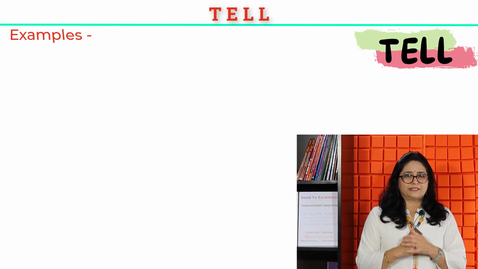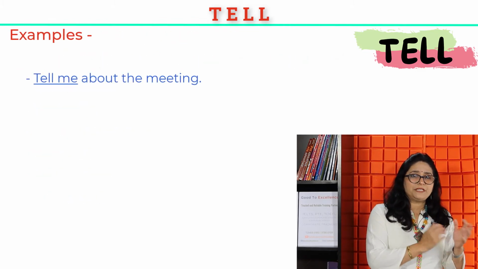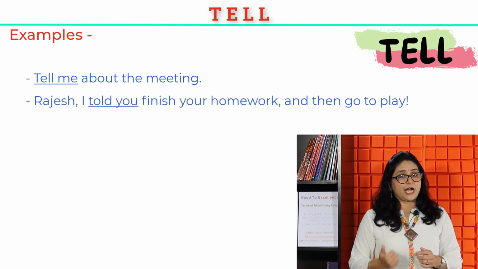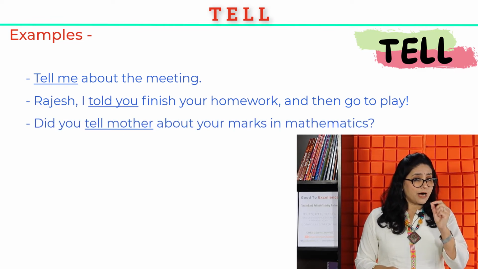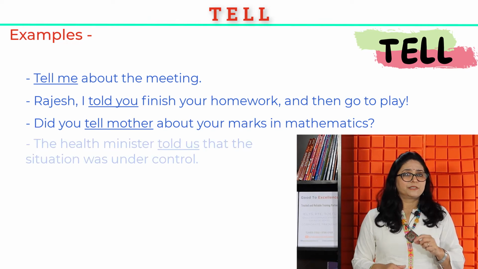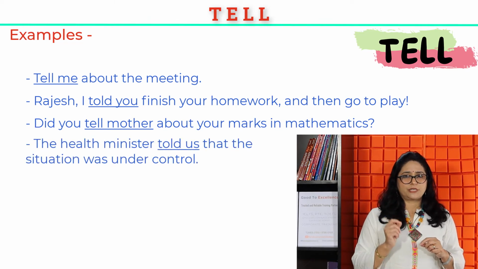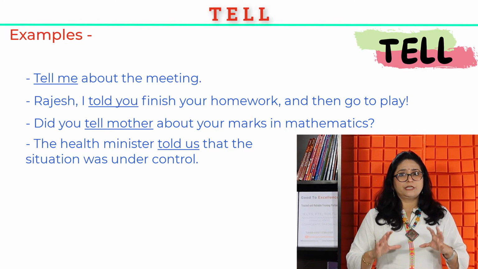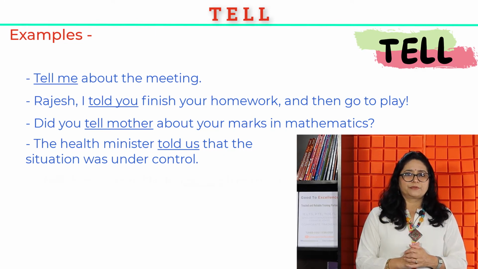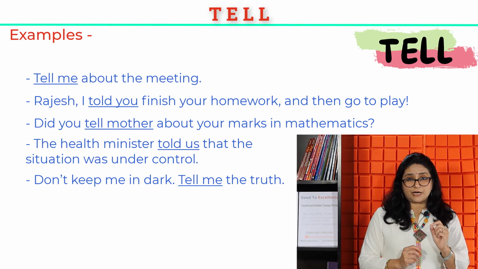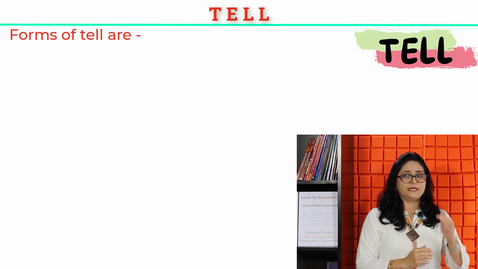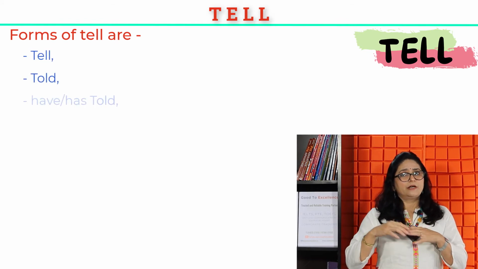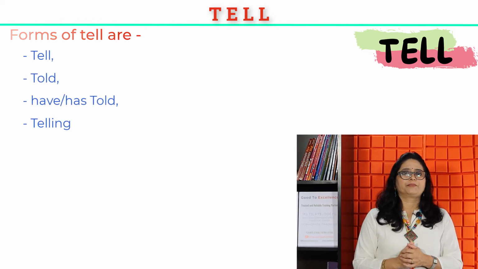Let's check the examples. Tell me about the meeting. Rajesh, I told you to finish your homework, then go to play. Did you tell mother about your marks in mathematics? The health minister told us that the situation was under control. Don't keep me in the dark. Tell me the truth. Now forms of tell are tell, told, have told, telling.